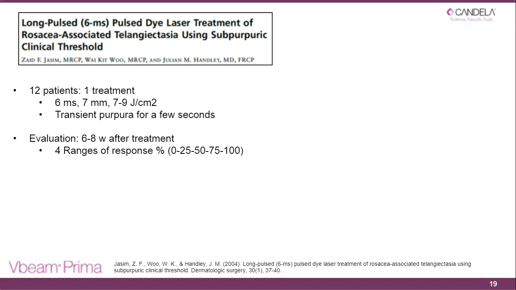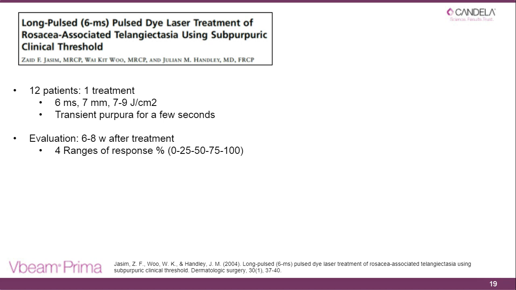After this last paper, another group tried to establish what happens when you use subpurpuric settings that are very close to this purpura threshold. So they include 12 patients, and they just make one treatment with these parameters: 6 milliseconds of pulse duration, 7 millimeters of spot, and between 7 and 9 joules per square centimeter. With these parameters, they get a transient purpura lasting just a few seconds. They do not say how many seconds, but just transient. So it's not going to be an everlasting purpura.